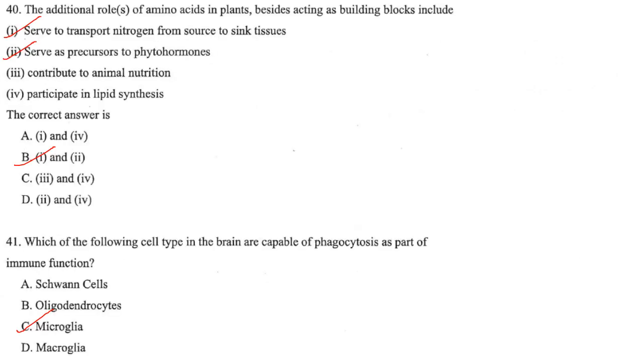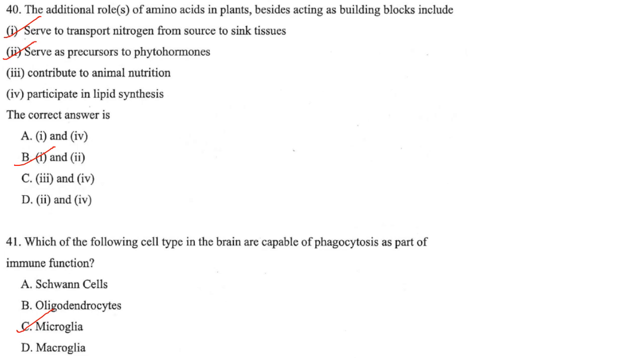The next one. The additional roles of amino acids in plants besides acting as building blocks include: serve to transport nitrogen from source to sink tissues. That is found in many plants where amino acids play a role. Then serve as precursors to phytohormones. Yes, certain amino acids like tryptophan are a precursor for auxin. Then contribute to animal nutrition? No. Participate in lipid synthesis? No. So option B is the answer, 1 and 2.